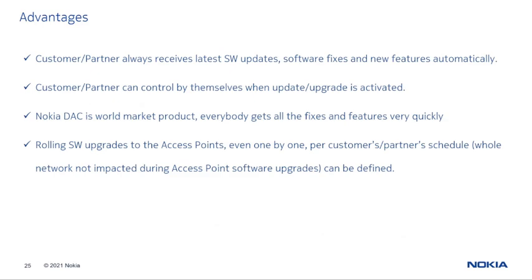So in summary, the advantage of this software management and software update process is that the customer always receives the latest software updates, software fixes, and new features through these regular pushes. They can control themselves when the upgrade is activated through this network reset functionality. As long as the network reset is not executed, for example, the VNFs are not moving to the new versions, so they can control when they activate the new version.